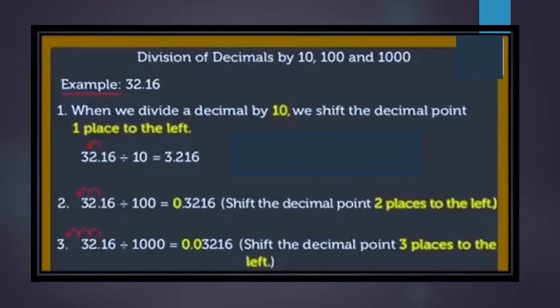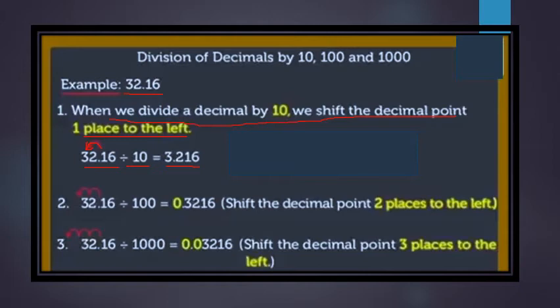Let's divide the decimals by 10, 100 and 1000. So let's begin. Let's take a decimal number as an example, that is 32.16. When we divide a decimal by 10, we shift the decimal point one place to the left. Thus, 32.16 divided by 10. So we have the decimal point here and we divide it by 10. We shift the decimal point one place to the left.